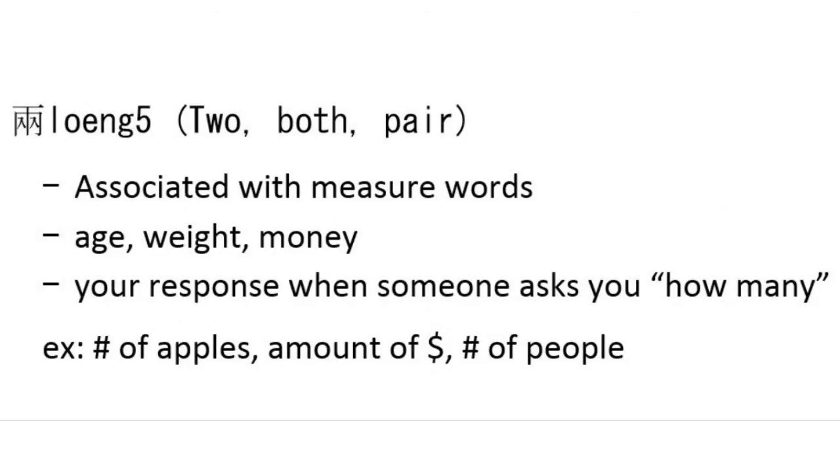So the other way for saying two is leng. So this is usually associated with measure words. So say age, weight, money. If somebody asks you how many or how much, you usually respond with leng. So for example, if somebody asks you, oh, how many apples are there, or how much money does it cost, the amount of people that's coming to the party, you would use leng plus a measure word.